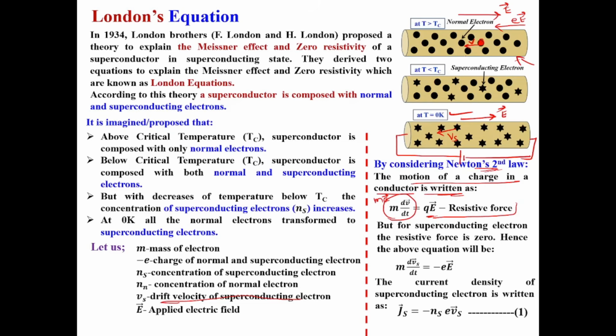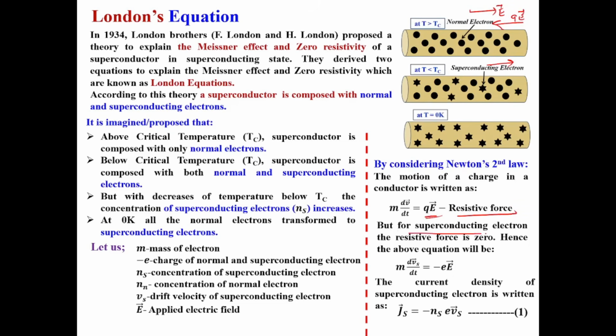When it is dragged along this direction, the resistive force will be along this direction. This is the resistive force direction. So what will be the equation? The equation will be m into acceleration, that is m into the rate of change of velocity, equal to QE along this direction minus the resistive force. E is along this direction, QE is along this direction, resistive force is along this direction. So it will be QE minus resistive force.